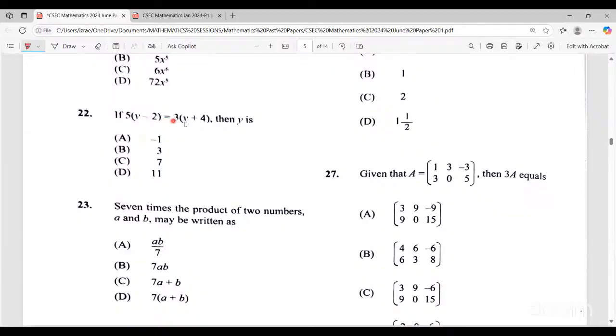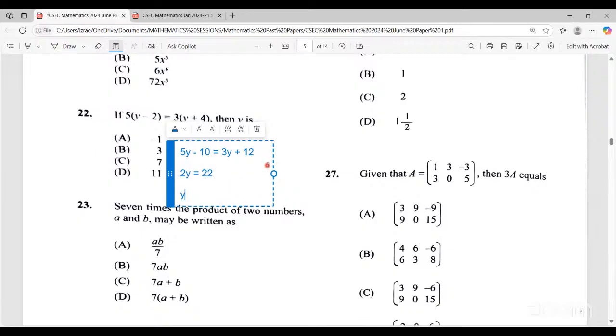5 into y minus 2 equals 3 into y plus 4, what is y? So I may have to do some work here. I'm going to multiply 5 by everything. You'll get 5y minus 5 by 2, which is 10, equal to 3 by y, which is 3y, plus 3 by 4, which is 12. Carry the 3y across, it'll be 5y minus 3y is 2y. Carry minus 10 across, it becomes plus 12 add 10 is 22. So y will be 22 divided by 2 to give you 11, right? Simple. Get D. Again, we're trying to keep each question possibly under a minute.